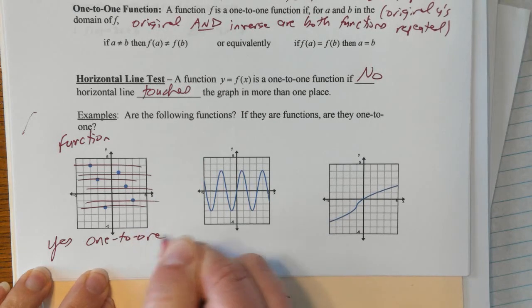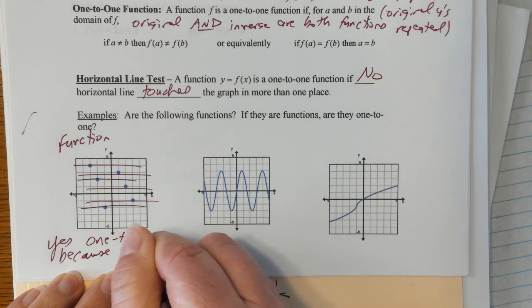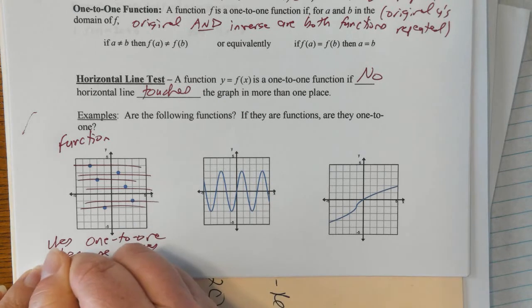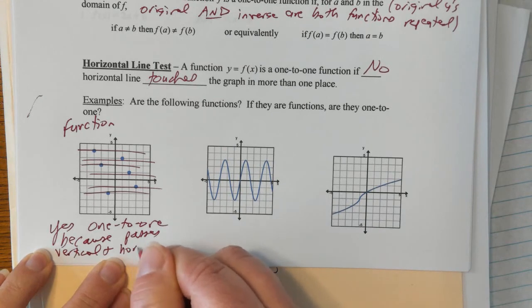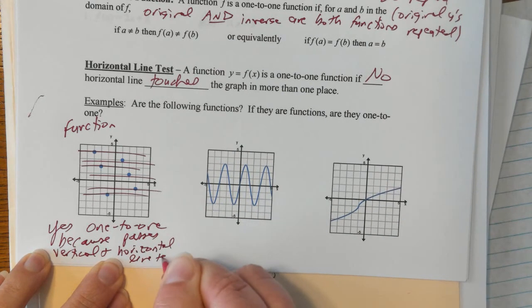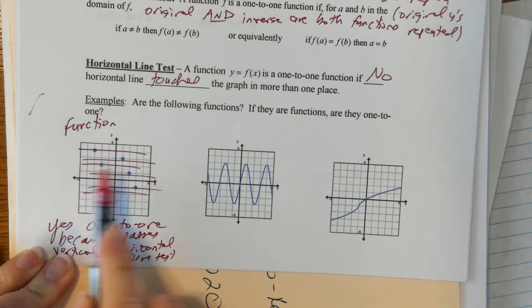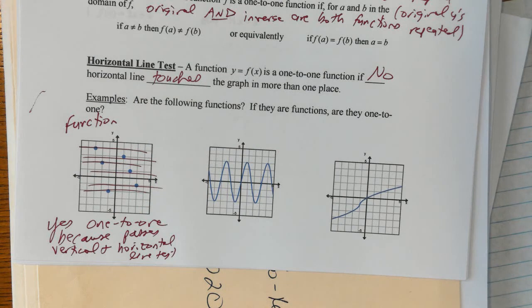It's one-to-one because it passes vertical and horizontal line test. The vertical line test told us it was a function. The horizontal line test told us the inverse would be a function. Since they're both functions, it's one-to-one.